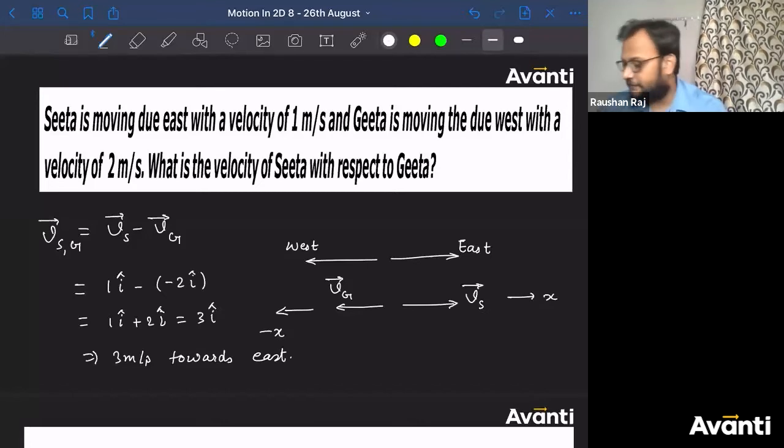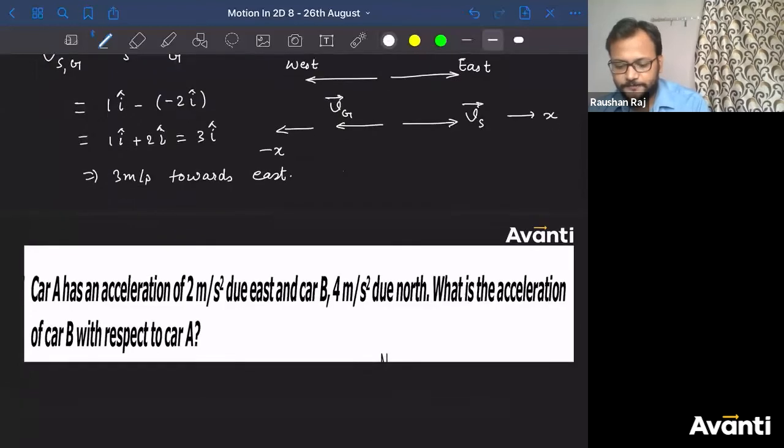Guys, click yes if you have understood this. This is a very, very simple question. Why west? Rightward I have considered east, right? And I cap is towards the rightward direction only, so the direction should be towards east. Yes. Okay, now let us move on to the next question.